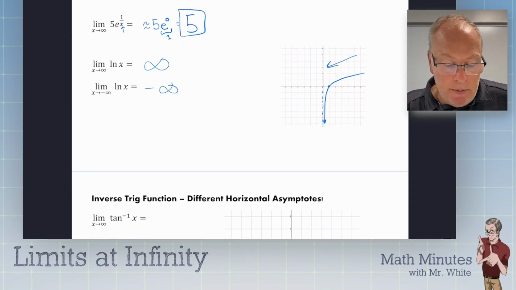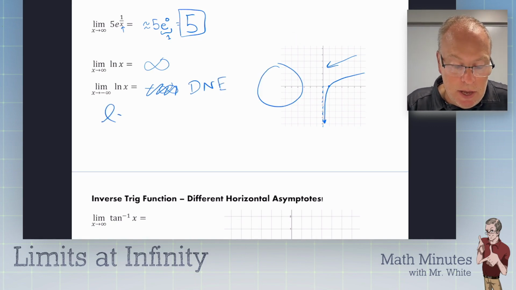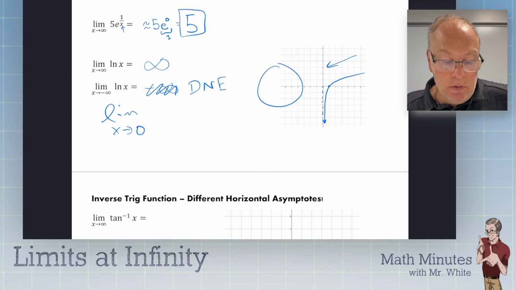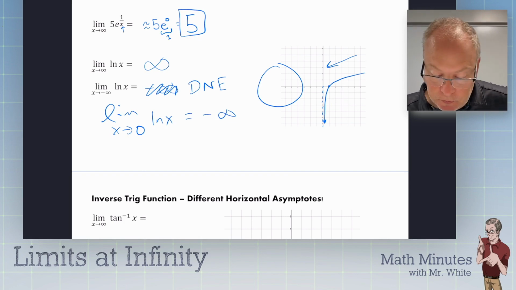Well, let me change that answer. Let's change it to does not exist, because over here the graph does not exist. What I should have done is the limit as x approaches 0 on ln x, that would be negative infinity. Yeah, let's say that's better.